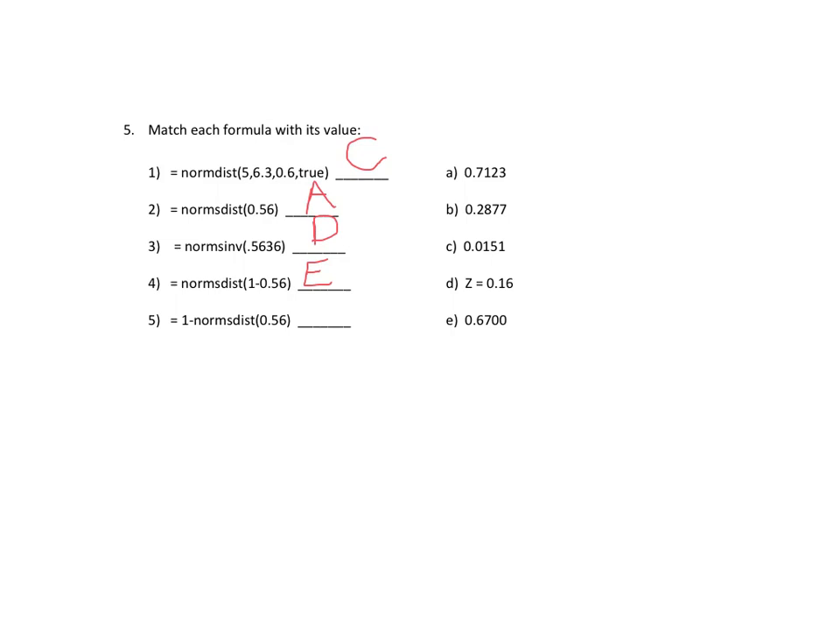Okay. And then 1 minus norm s dist of 0.56. Once I get my area that's to the left of 0.56, I subtract that from 1 and end up with the area that's to the right of it. So that's B. Okay. That's it for number 5. I keep on doing that, thinking that this is the regular board. Didn't mean to do that.